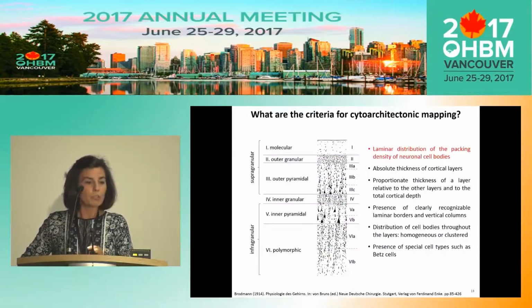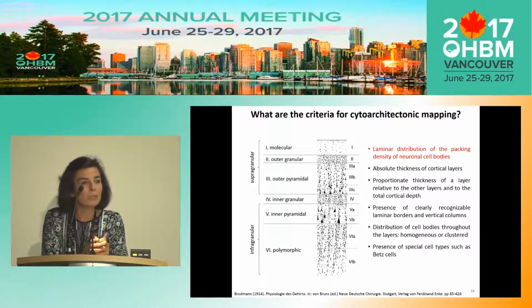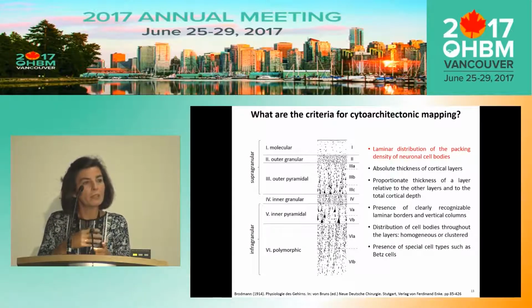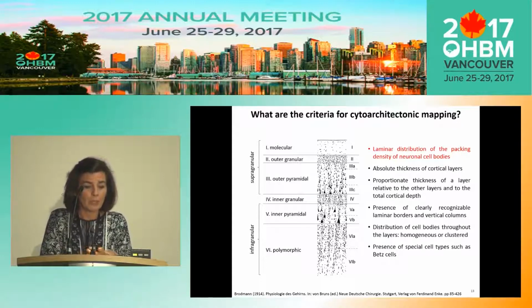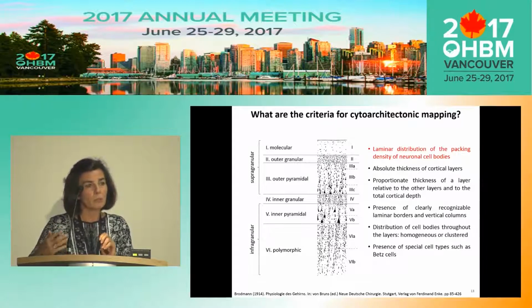So that's why modern approaches have tried to quantify cytoarchitectonic criteria. And the most important criterion which is used in cytoarchitectonic brain mapping is the laminar distribution of the cell bodies within a cortical area and the packing density of these cell bodies in the different layers. We also look at the relative thicknesses of each of the layers compared to the total cortical thickness, or the presence of clearly identifiable sublayers between these layers. But basically, the laminar distribution packing density is the prevailing criterion.